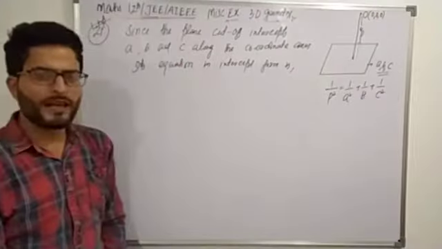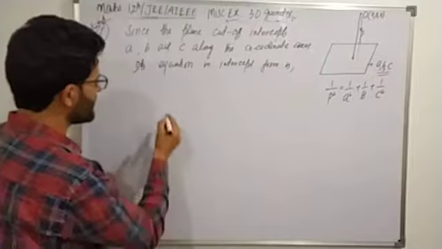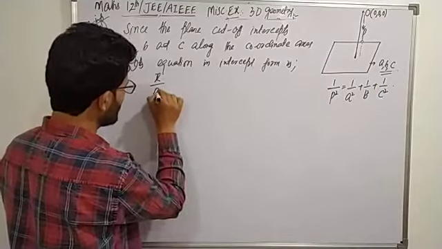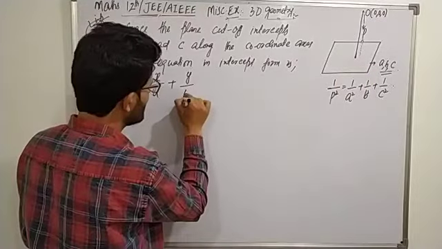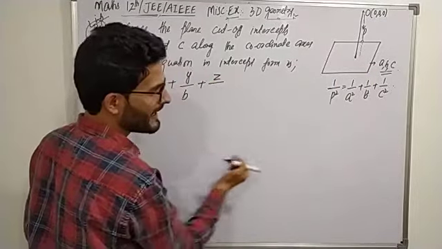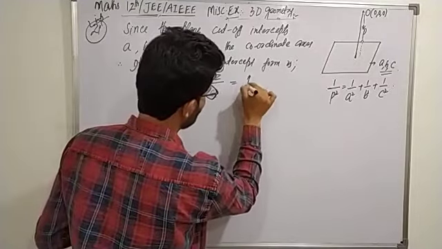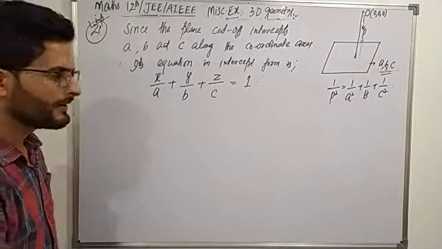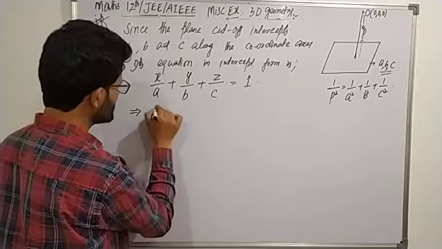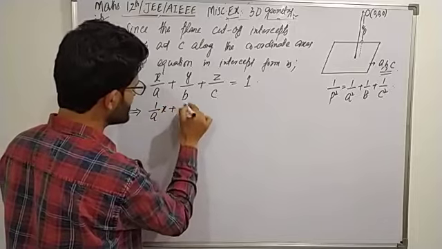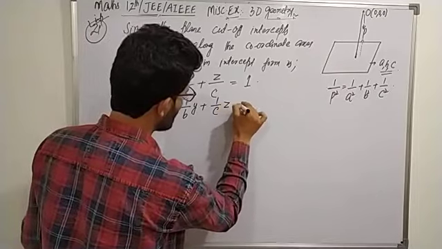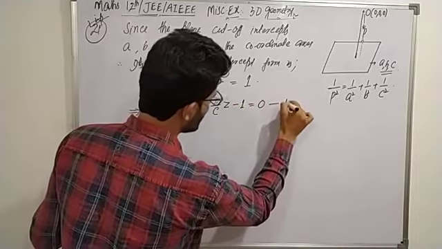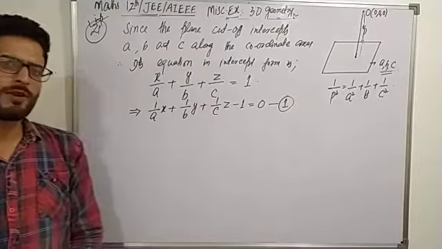Equation of plane in intercept form: x divided by a, where a is the x intercept, plus y divided by b, b is the y intercept, plus z divided by c, the z intercept, must be equal to 1. This can be written as 1 divided by a into x plus 1 divided by b into y plus 1 divided by c into z minus 1 equal to 0. We are keeping that as equation number first.